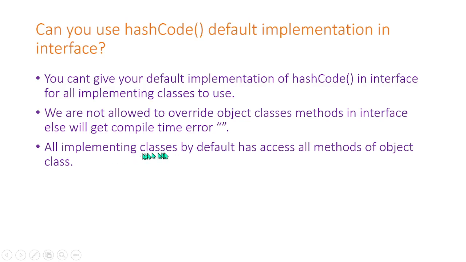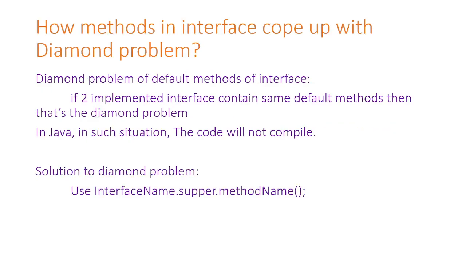So all implementing classes by default have access to all methods of the Object class. The Object class is the super class of all the classes, right? So by default those methods are present in our child classes, meaning implementing classes. So it is restricted, we cannot use any such method, okay. So the hashCode method also we cannot use as a default method. So next, move to the next question: how do default methods in interface cope with the diamond problem?